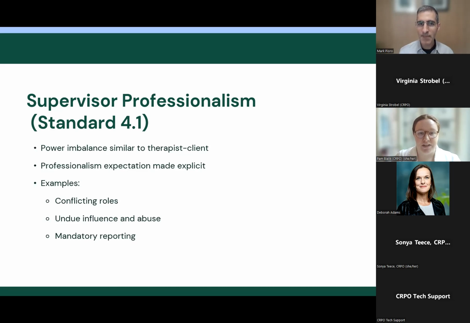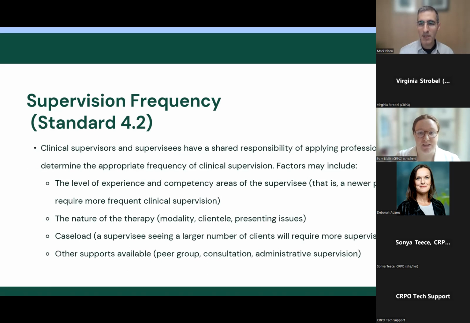To Standard 4.2, we've updated the guidance on the frequency of meeting with one supervisor. Previously, various stakeholders felt that the suggested ratio of 1 supervision hour for 4.5 or 10 direct client hours were unrealistic and too costly, especially for RPs who are just starting out.